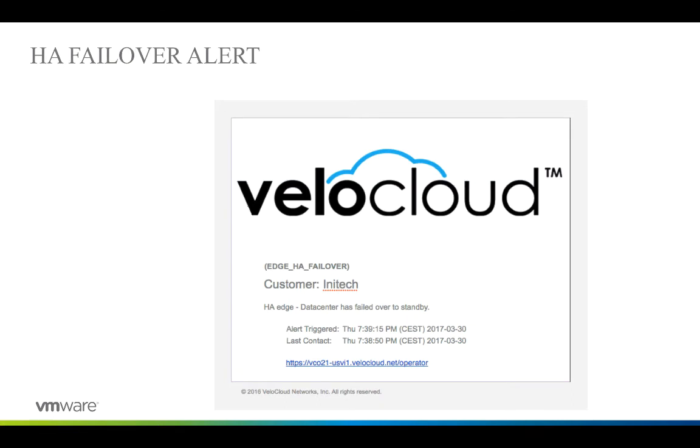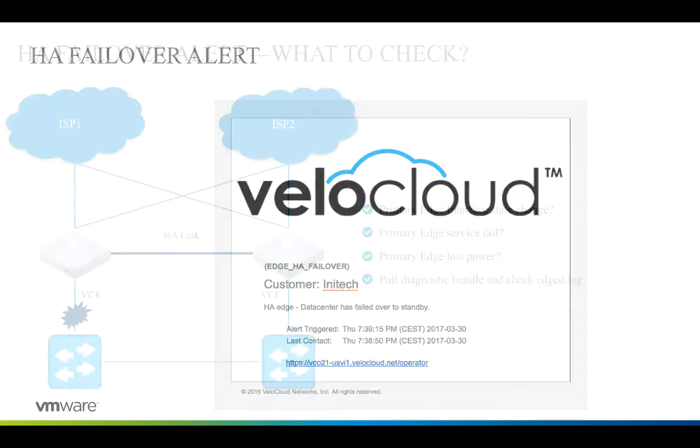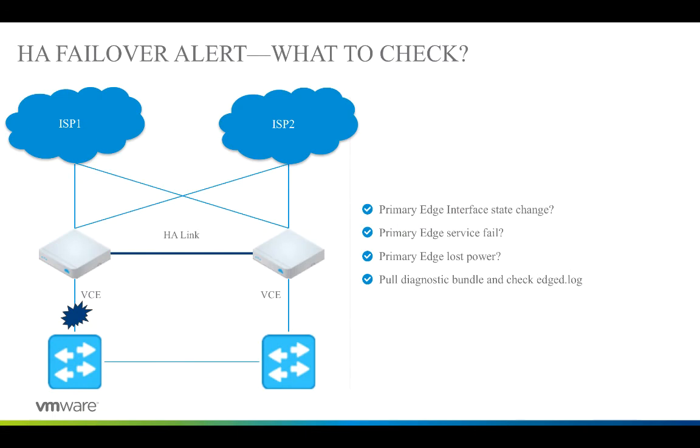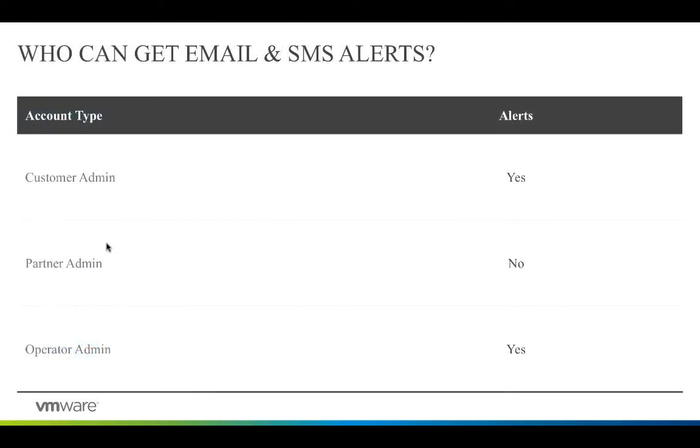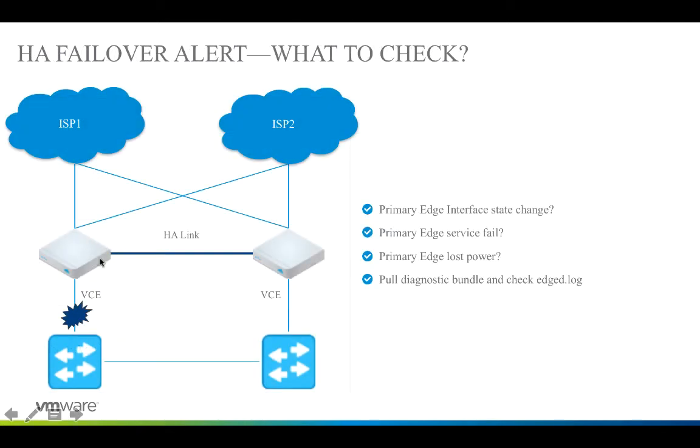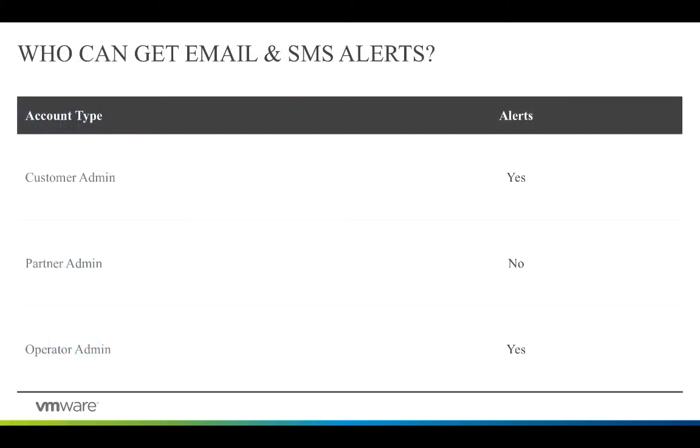This is just a screenshot of the HA failover alert, where it gives out the similar information what we saw in the edge alert and the link alert. This is what to check when the HA failover alert is triggered. Maybe the edge, which is the primary edge, has lost its power, or some of the services are down on the primary HA. This was the link I was talking about, which is a dedicated link between the primary edge device and the secondary edge device.